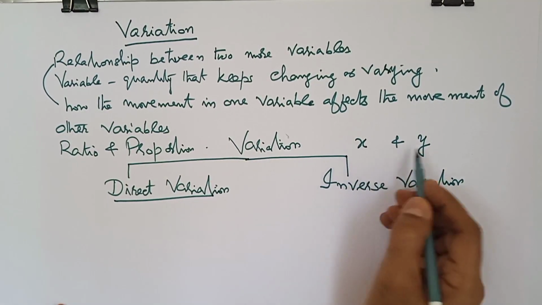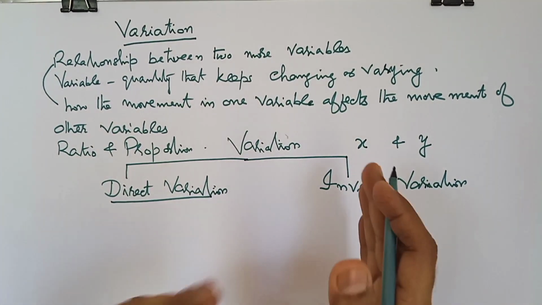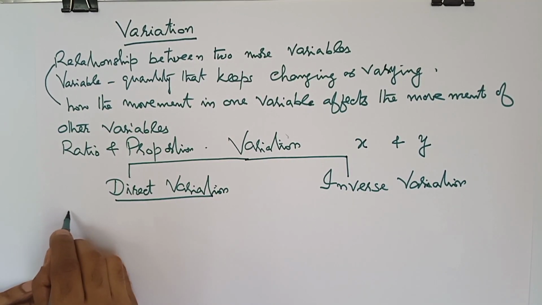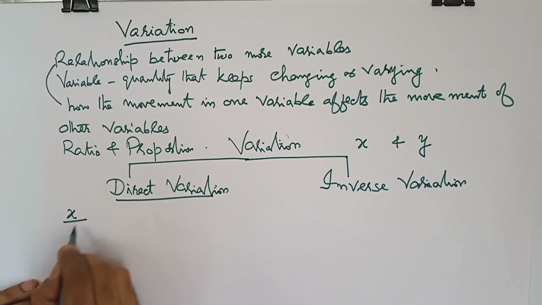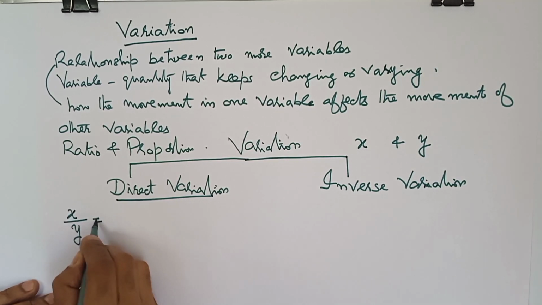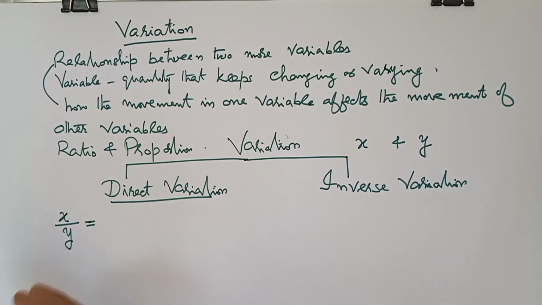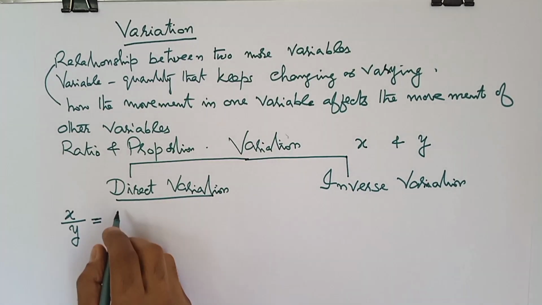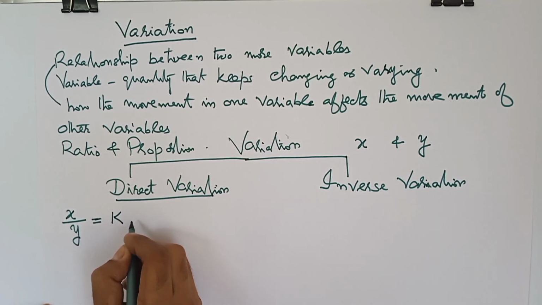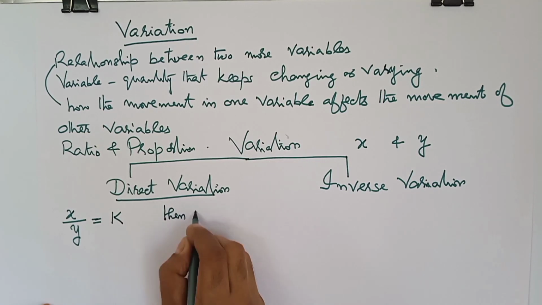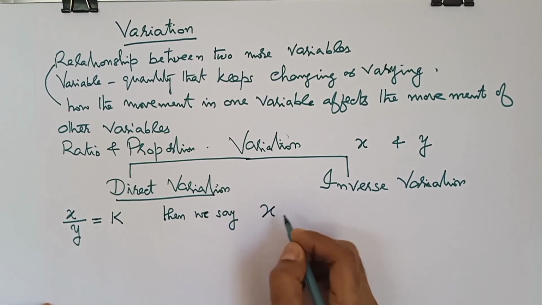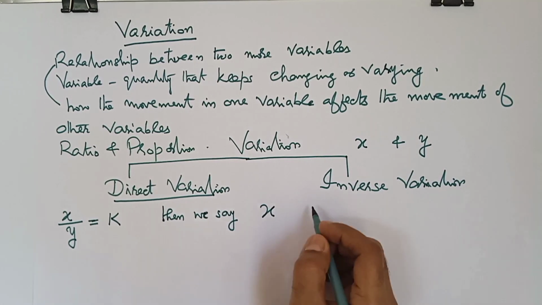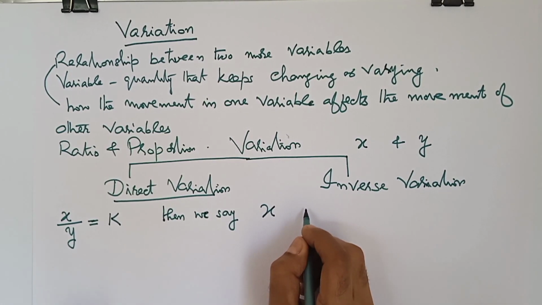As I said, take two variables, x and y, and if these two variables vary in such a way that the ratio always remains the same, which means whatever values you take for x and y, after finding x by y you get the same number, and that same number or constant value we call k, then we say that x is directly proportional to y, or x varies directly as y.